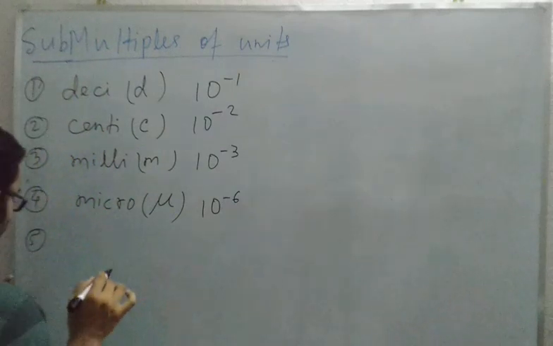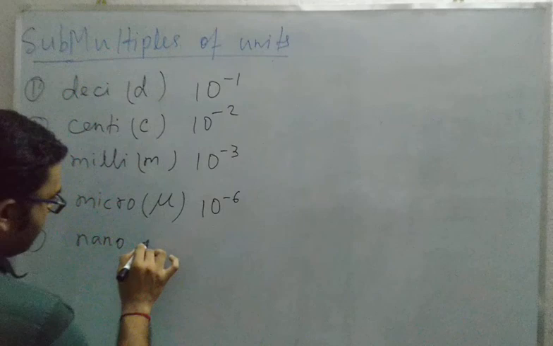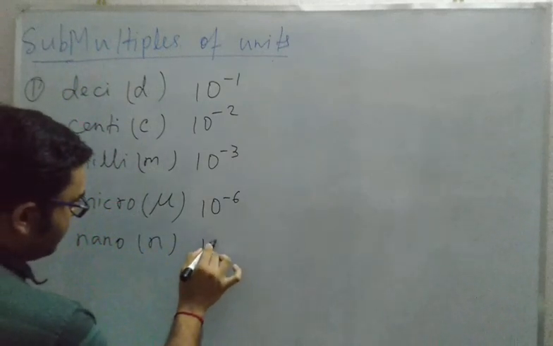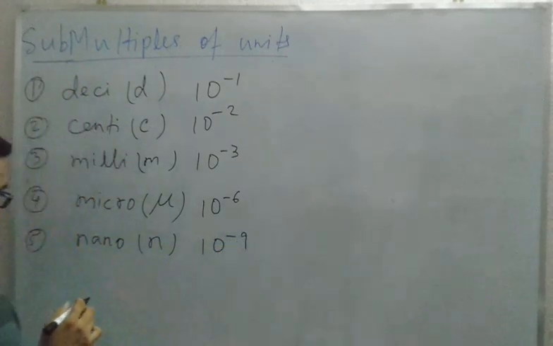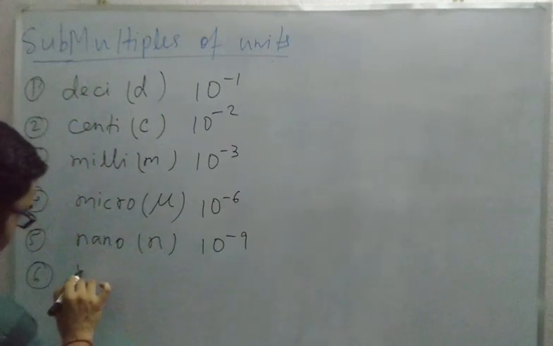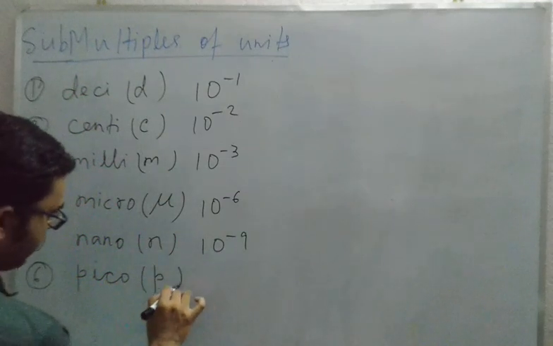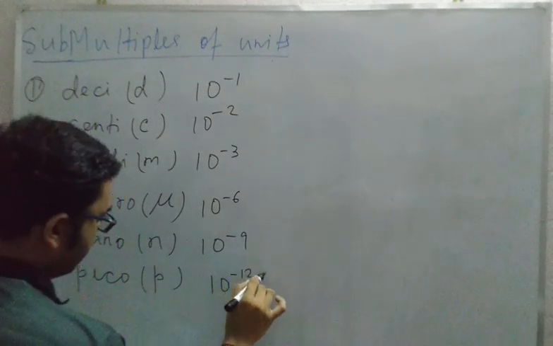Fifth one, after micro comes nano. Small n. It is 10 to the power minus 9. Sixth one, after nano comes pico. Symbol is small p. It is 10 to the power minus 12.